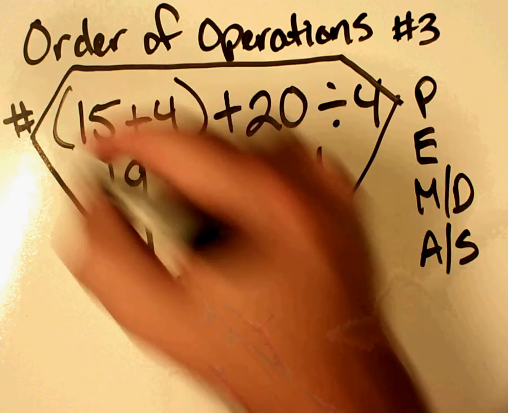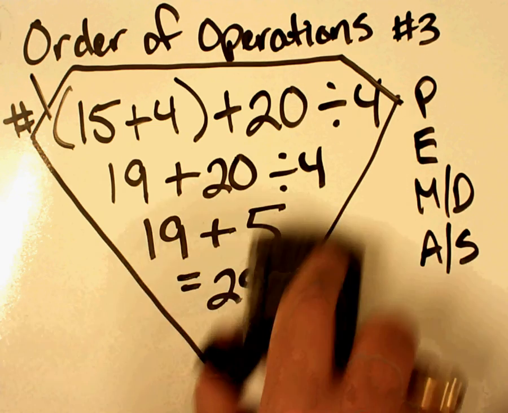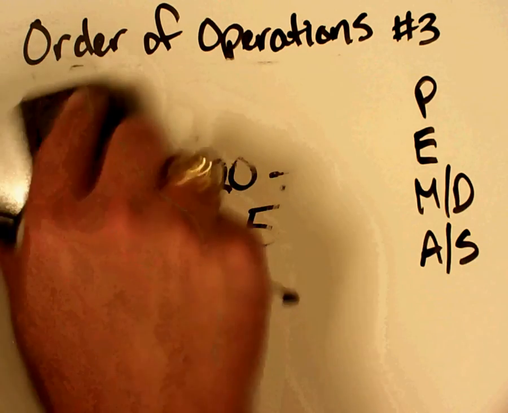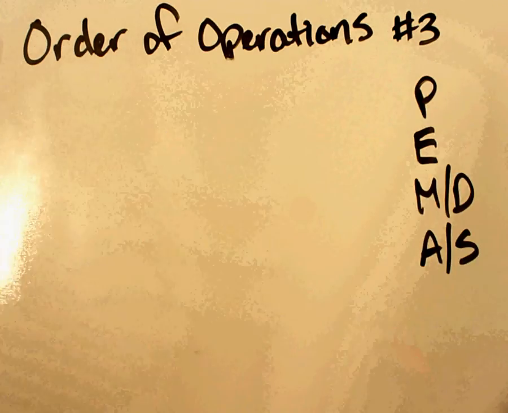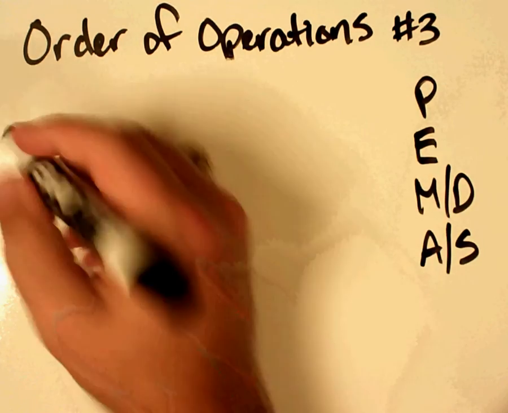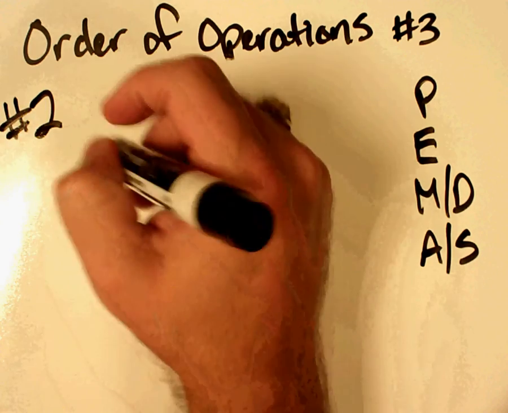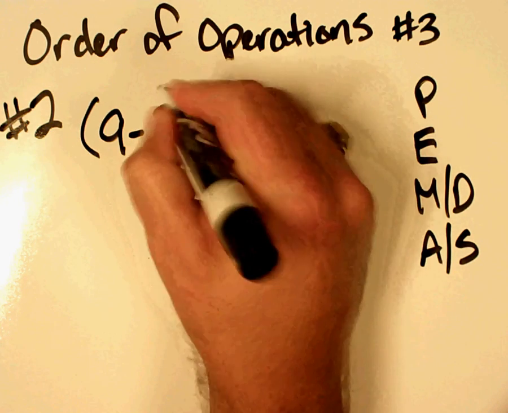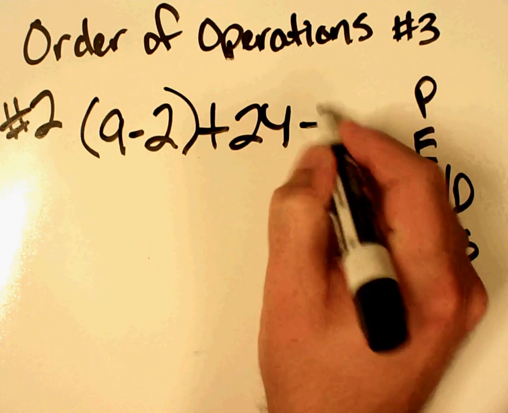Alright, so that was number 1. So let's move on to number 2. Okay. Alright, so number 2, we are going to have 9 minus 2 in parentheses plus 24 divided by 2.